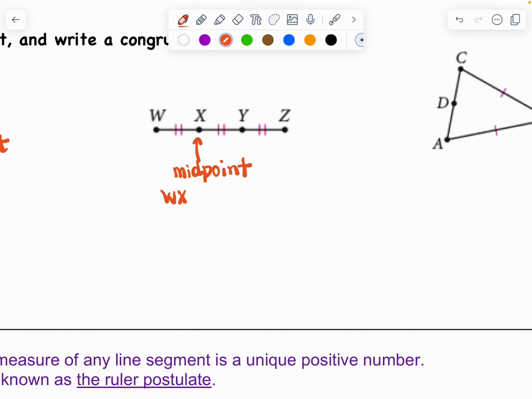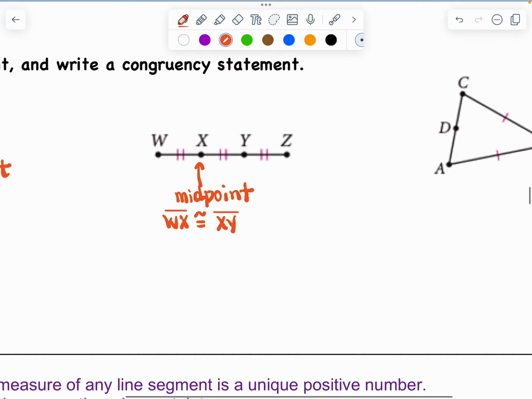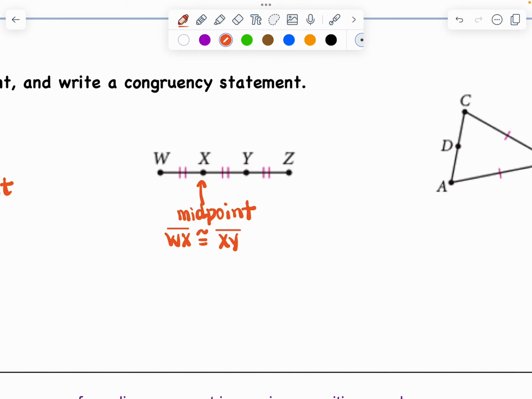So I could, of course, then say that segment WX is congruent to segment XY, right? And of course, on the flip side of that, I could just look at XZ, completely ignore that left side, and then Y must be a midpoint because I can see those congruencies. And if Y is a midpoint, then that means segment XY is congruent to segment XZ.